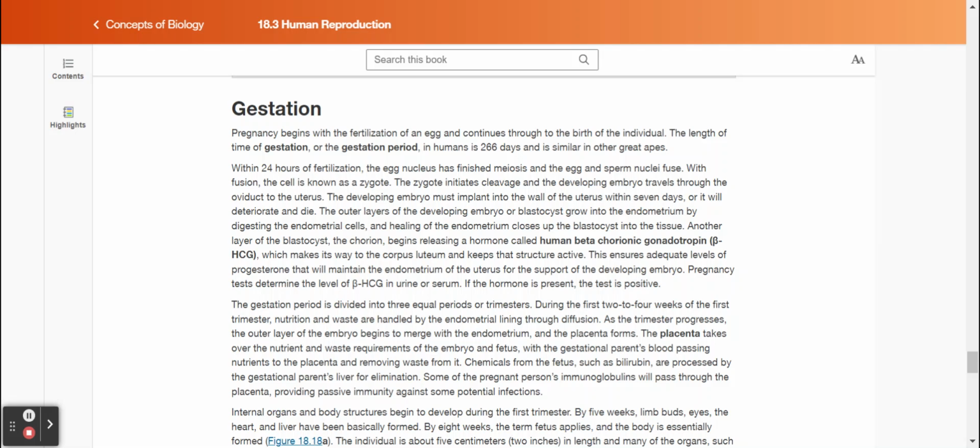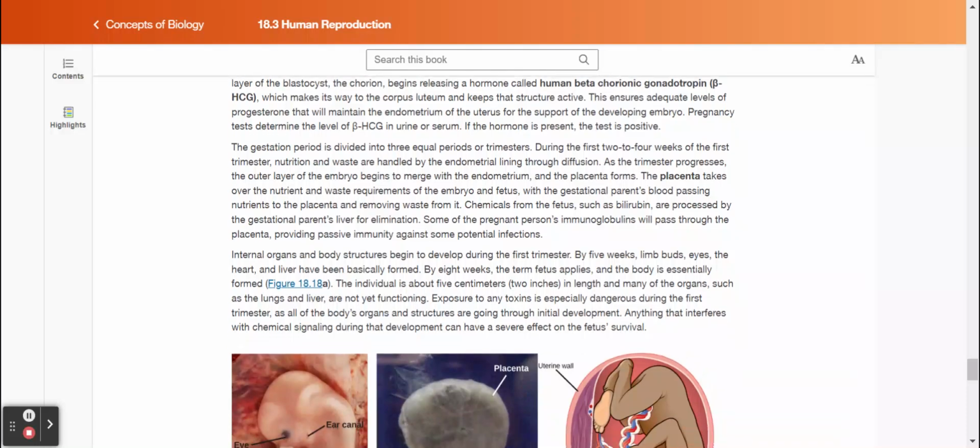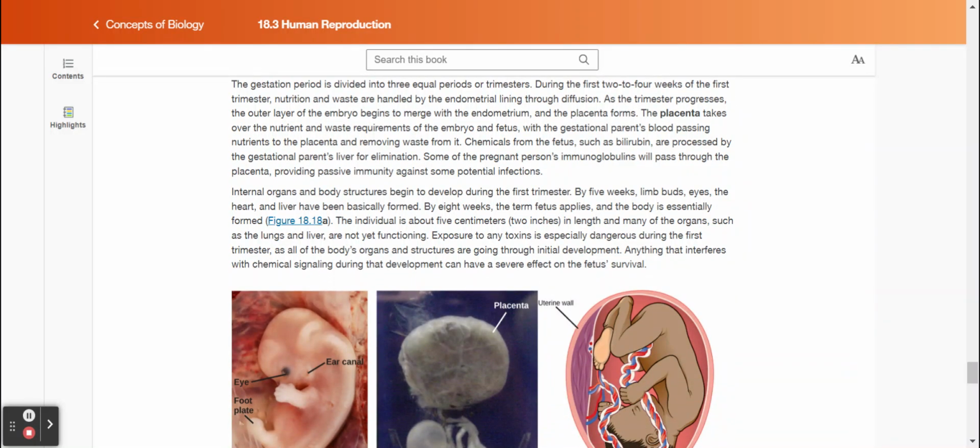This ensures adequate levels of progesterone that will maintain the endometrium of the uterus for the support of the developing embryo. Pregnancy tests determine the levels of beta HCG in urine or serum. If the hormone is present, the test is positive. The gestation period is divided into 3 equal periods or trimesters.